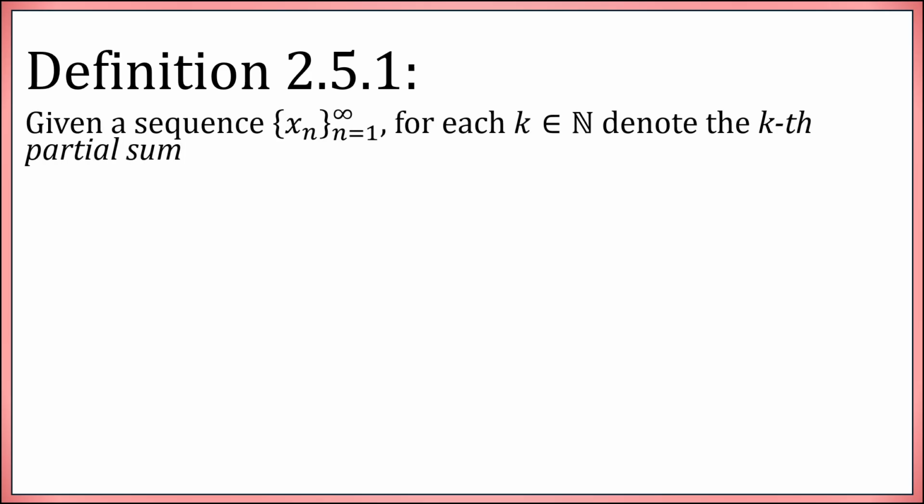So let's get to the definition. Given a sequence x_n, let k be a natural number. We denote the kth partial sum, s_k, as the sum as n goes from 1 to k of x_n. So you simply add up the first k terms of the sequence. That is a partial sum.